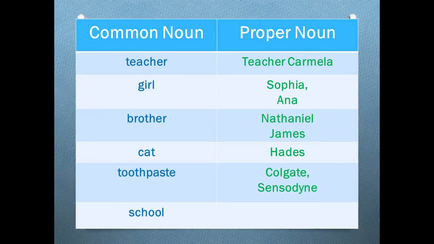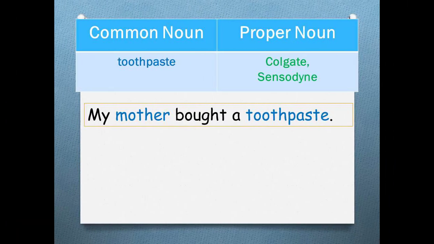Now let's have the word toothpaste. Some proper nouns for toothpaste could be Colgate, Sensodyne. Those are specific names of toothpaste, right? Do you know other proper nouns for toothpaste? My mother bought a toothpaste. In this sentence, the words mother and toothpaste are both common nouns. There are lots of mothers and lots of toothpastes, right?